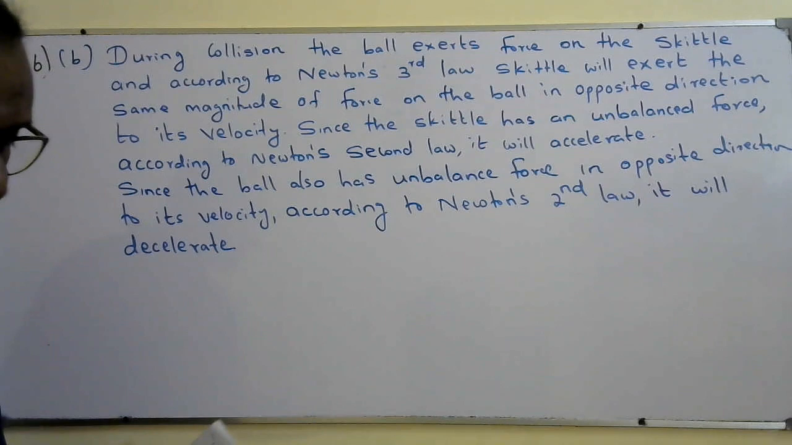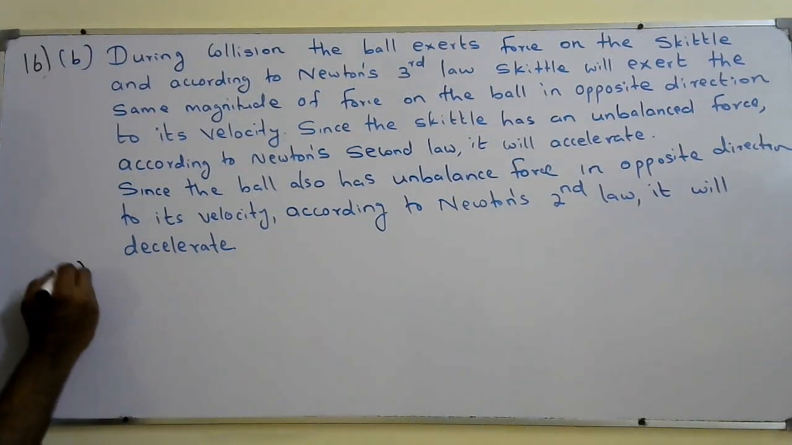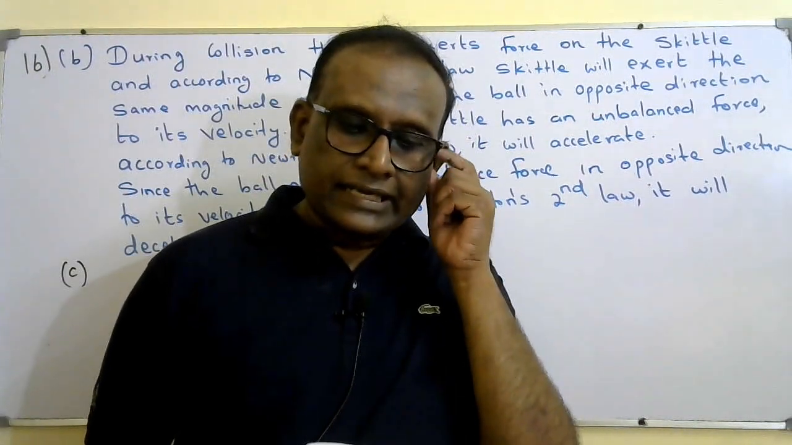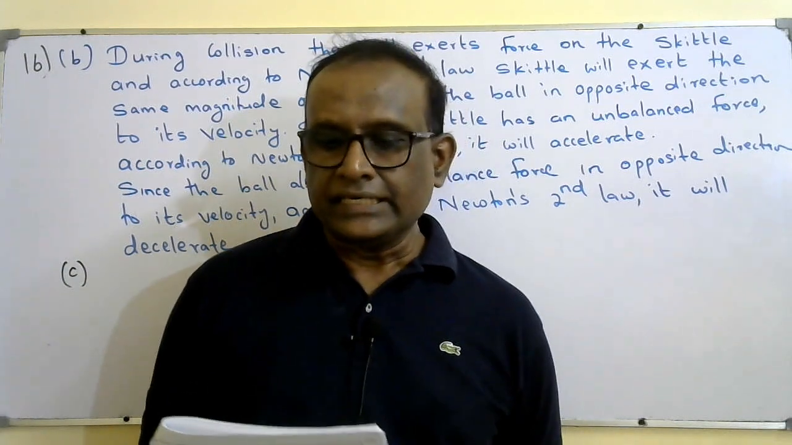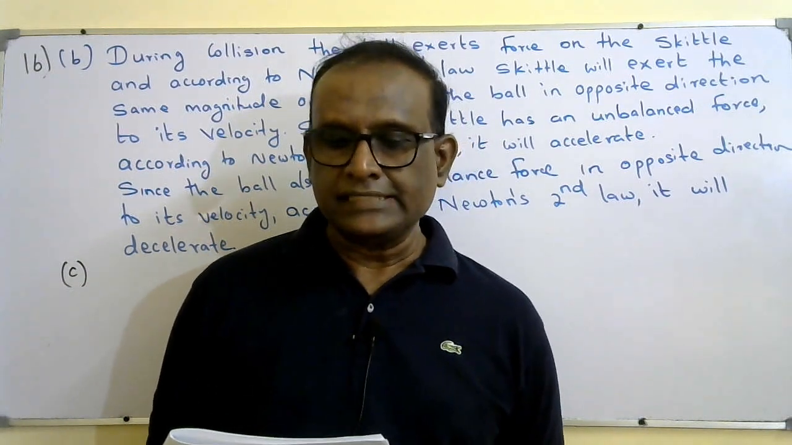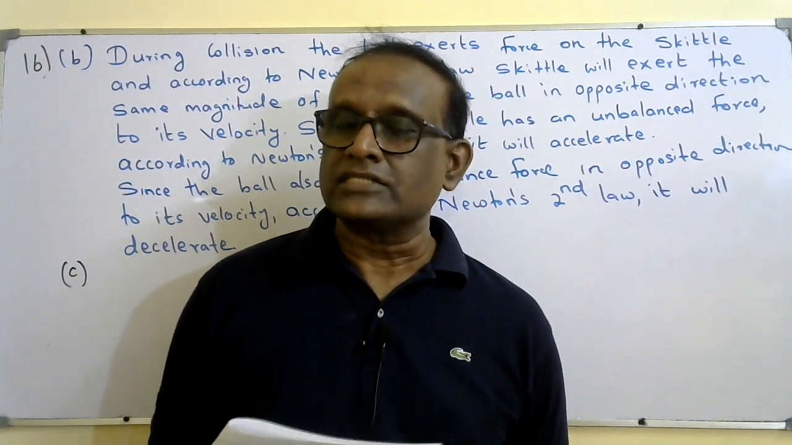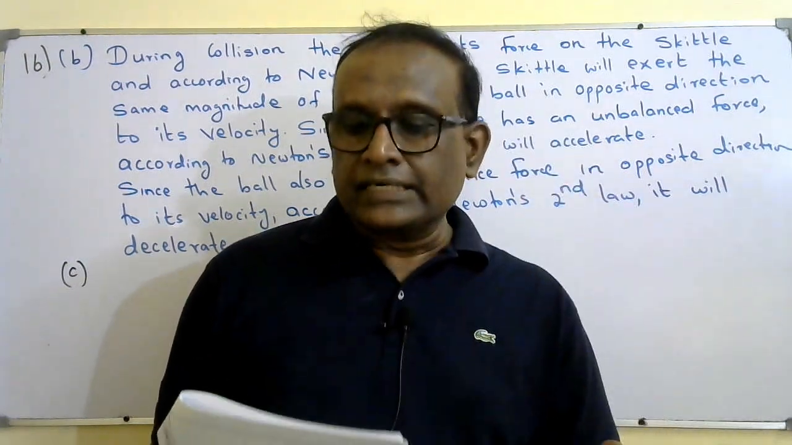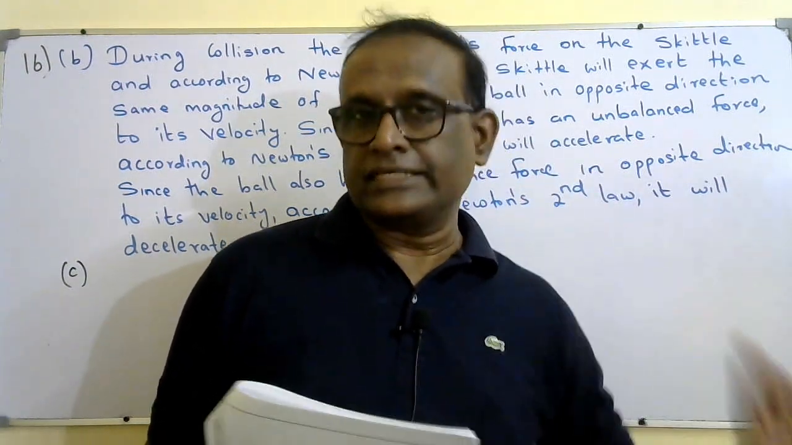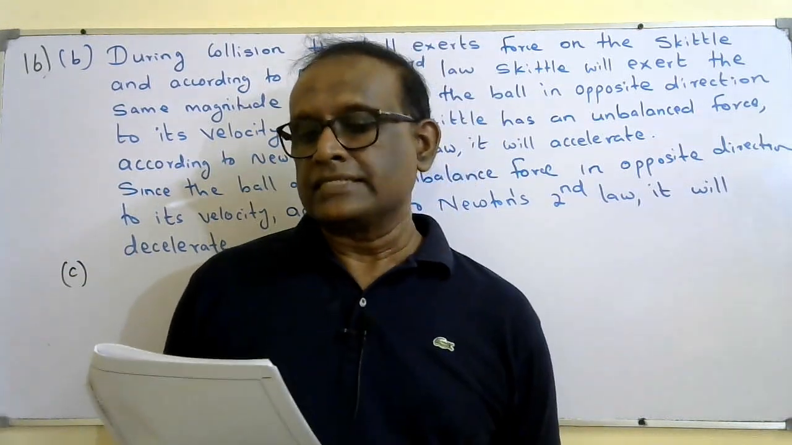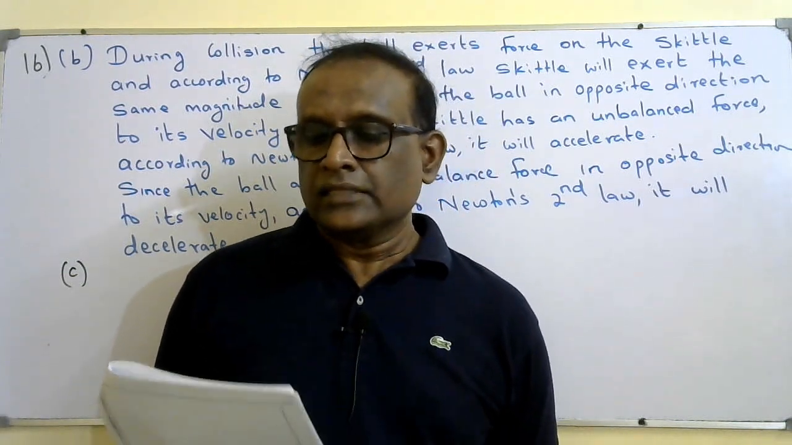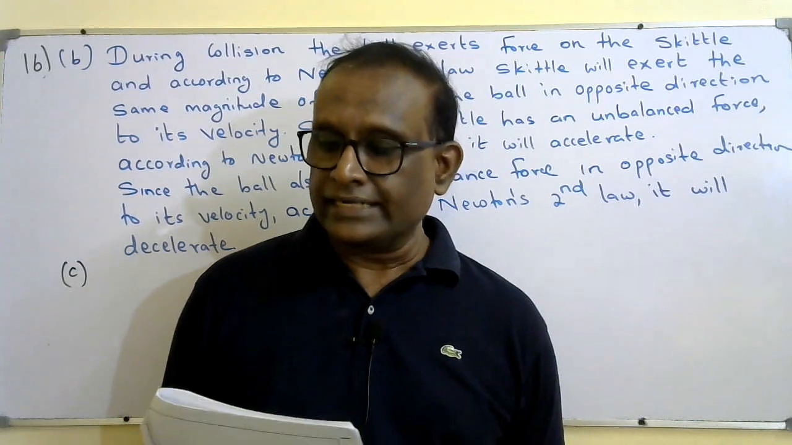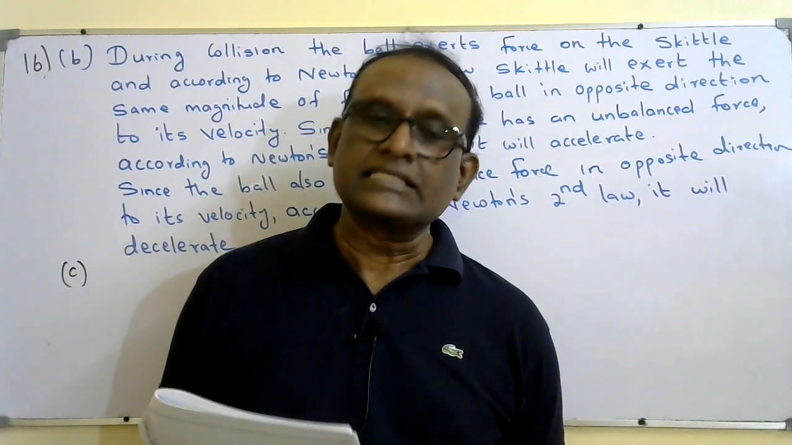Question number 16, C part. The ball is thrown again and collides with another stationary skittle. During the collision, the horizontal velocity of the ball changes from 7.2 to 1.3. You can see the velocity is decreasing, because the force experienced by the ball during the collision is opposite to the direction of its velocity, so it will decelerate. You can see it's dropping from 7.2 to 1.6. The horizontal velocity of the skittle immediately after collision is 3.1. It was at rest, now it's accelerating at 3.1 in the same direction as the ball.